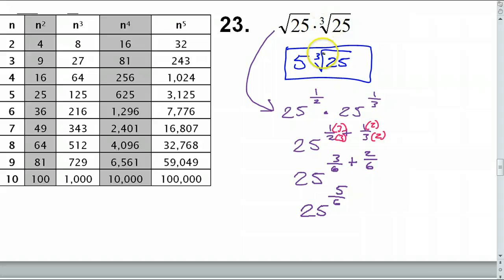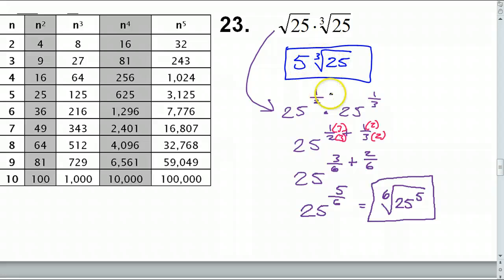Now, since we started off in radical form, we really need to write our final answer in radical form. So in radical form, this is the power and this is the root. So this would be the 6th root of 25 to the 5th power. Okay, so both of these are equivalent, but you can see that this one isn't any more simplified than the first one. So you really could just have left it in the first place.